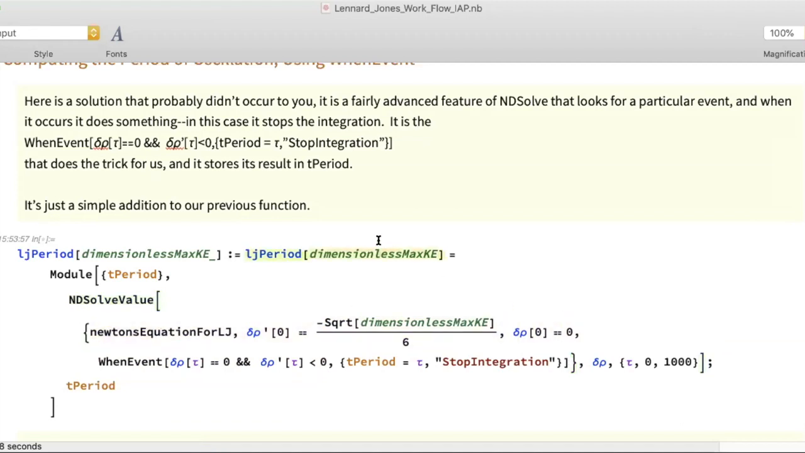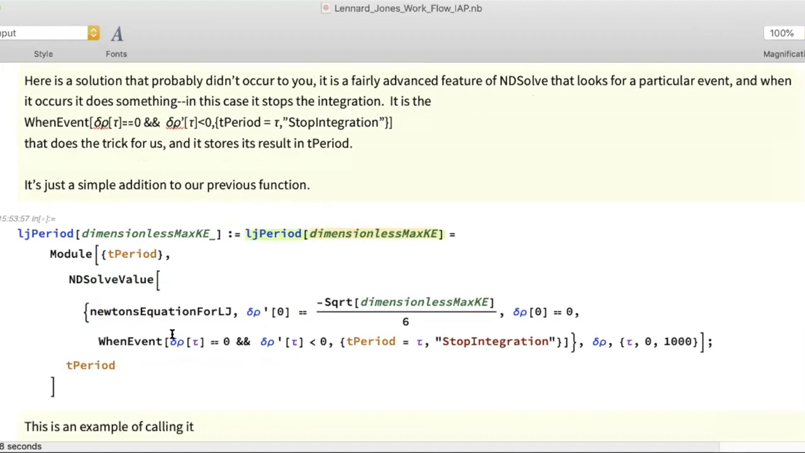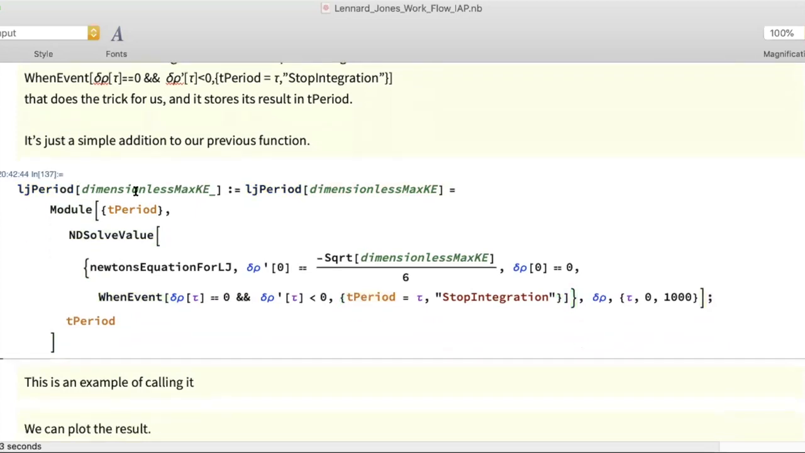This is my dimensionless max kinetic energy. And I'm going to look for this particular event. And when this event occurs, I want it to stop integrating. And then when it stops integrating, I'm going to throw away the entire solution, and I'm just going to return what that period was. Right? So I don't really care about what the solution is. I only care about when it stopped integrating, that is, when it matched that particular condition.